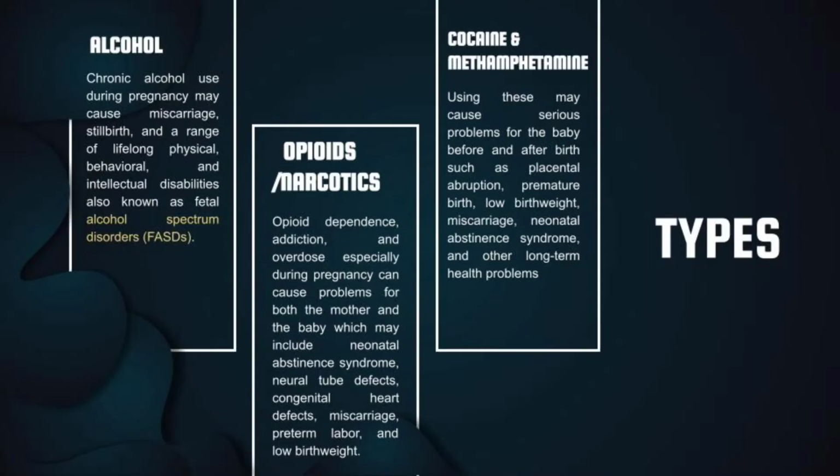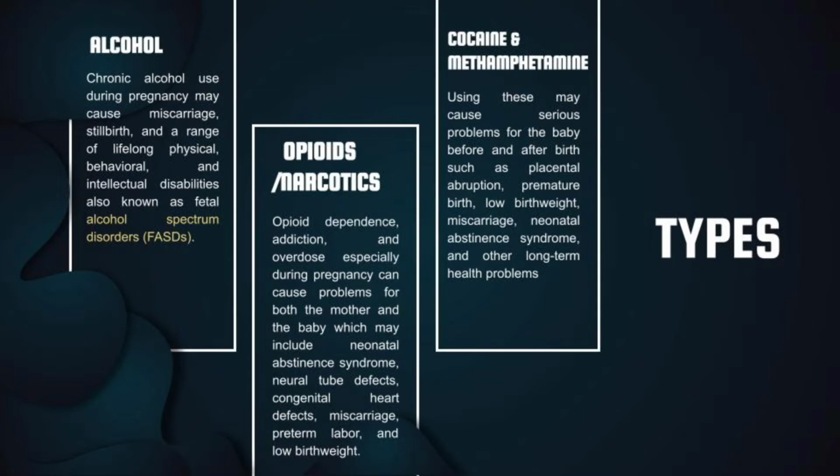From here, we will be discussing the types. First, alcohol. Chronic alcohol use during pregnancy may cause miscarriage, stillbirth, and a range of lifelong physical, behavioral, and intellectual disabilities, also known as fetal alcohol spectrum disorders or FASDs.